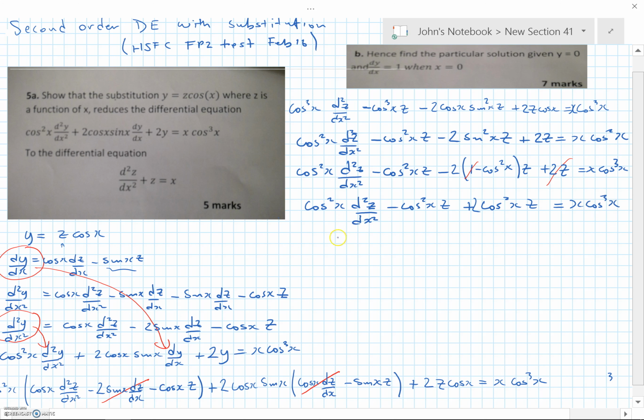So we can see that that cancels down. I think we can see, we've done so much work, we might as well write the whole line out. So we've got cos squared x d2z by dx squared plus z cos squared x equals x cos cubed x.